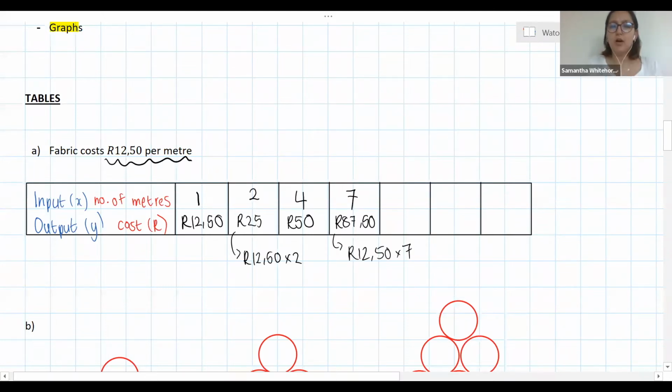Okay. What if I ask for the price of 15 meters? So now I want to buy 15 meters of material. How much is that going to cost me? Juanse, do you want to try?